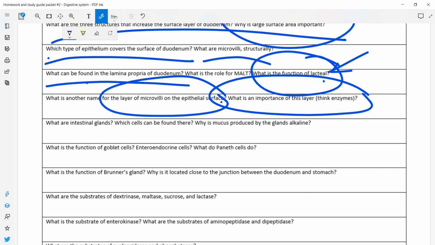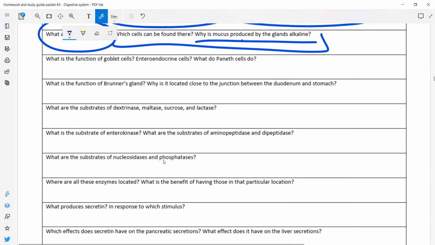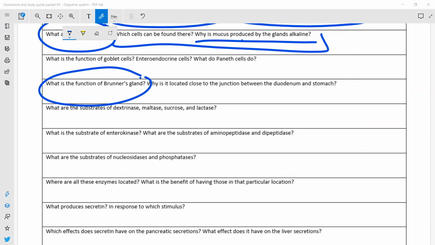Intestinal glands, those are crypts in the epithelium. Cells like goblet cells, enteroendocrine cells, Paneth cells. Okay, the mucus that's produced by the glands is alkaline to neutralize acid that comes from the stomach. Brunner's glands produce base; they're at the very start of the duodenum. Brunner's glands neutralize acid. What I want you to understand, really, really important. So here, know the function of those cells.